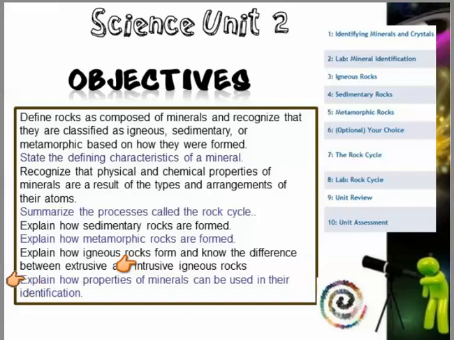All right, and then make sure, explain how properties of minerals can be used in their identification. So you did that mineral identification lab, so you should be really familiar with all the different properties that can be used to identify a mineral, such as color, streak, hardness. Make sure that you know all the properties that you can use to identify a mineral.